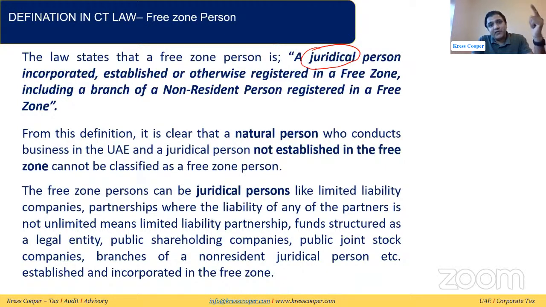We have already discussed in our first lecture the difference between a juridical person and a natural person. We established that juridical persons are the companies established other than a natural person conducting business in the UAE. A juridical person will be a limited liability company, public shareholding company, public joint stock company, a partnership which is incorporated, or a fund that has been restructured as a legal entity. All these fall under the definition of juridical persons.